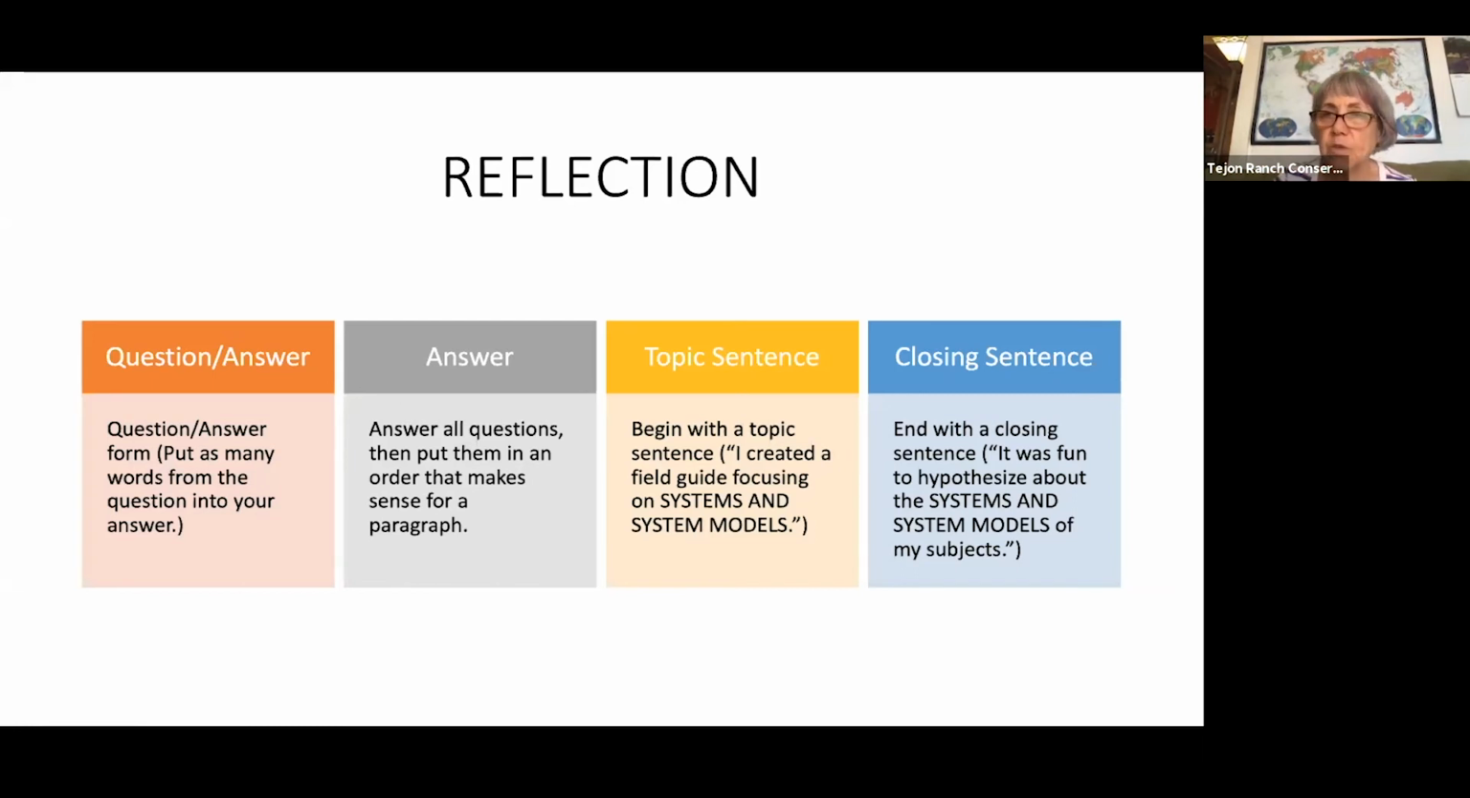And then finish with a closing sentence. Again, something that sort of wraps everything up. And I like to do it in a way that says, yeah, I had a lot of fun, or this was really hard, or I hope I don't ever have to do it again. Whatever, but something that ends. And I wrote, it was fun to hypothesize about the systems and system models of my subjects. Something a little generalized. Don't use that one, but you get the idea. That's just something that closes everything up.